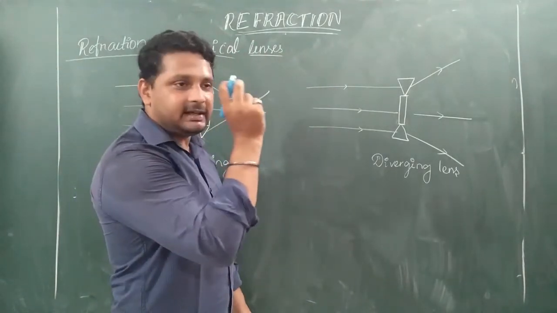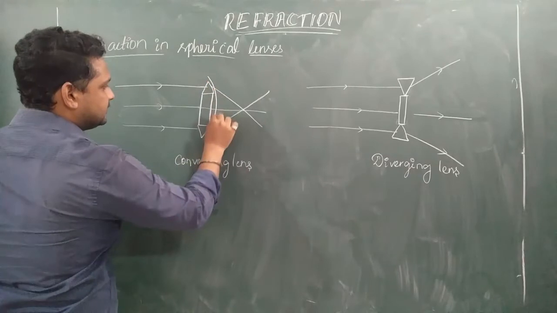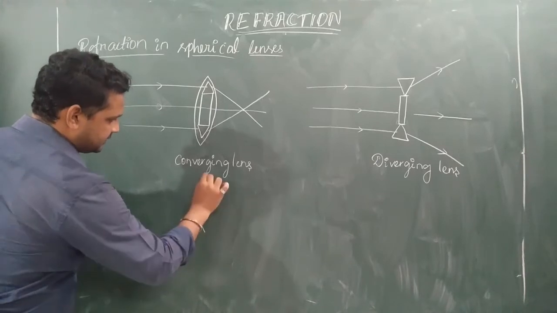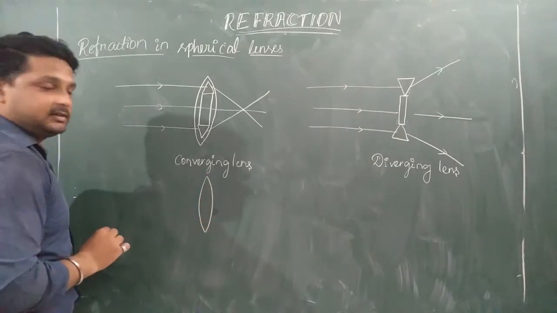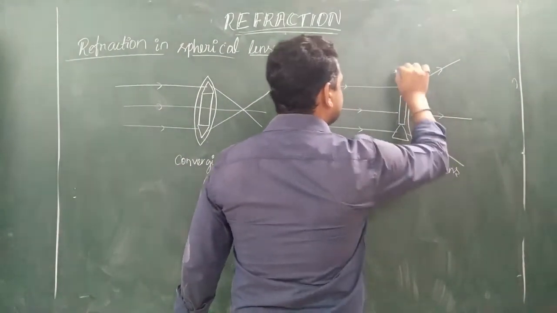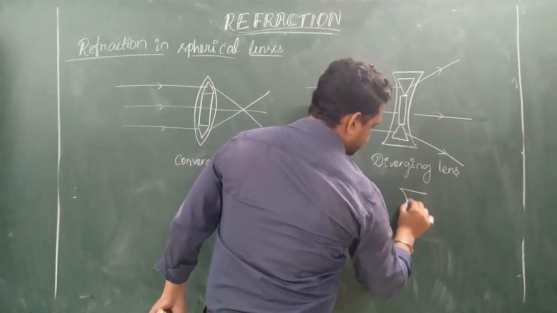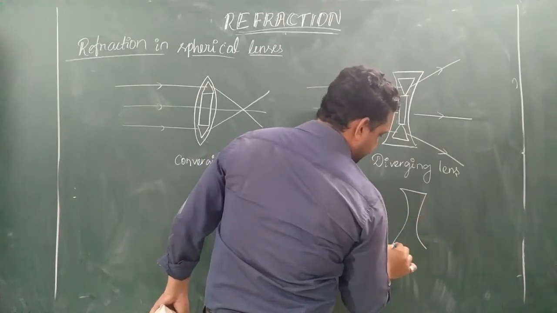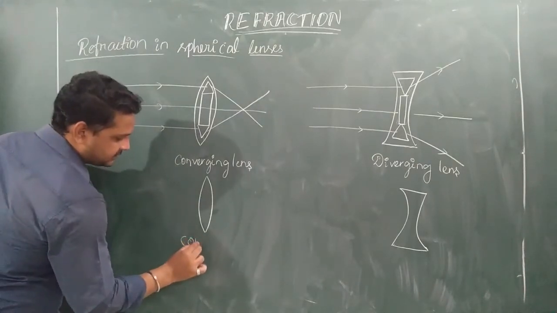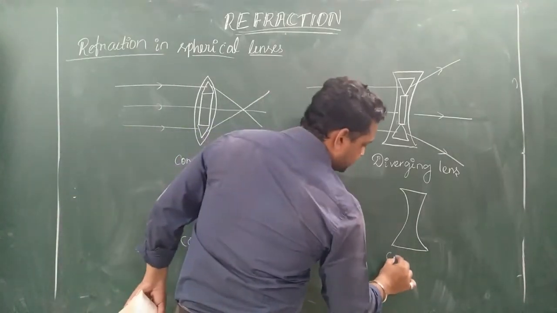Now it was not easy to always fix two prisms and one glass slab together to obtain such a structure. So they made a single structure based on this. In this case, the single structure was like this, and in this case, the structure was like this. So this was the structure for the diverging lens, and this is the structure for the converging lens. This is also called a convex lens, and this is called a concave lens.